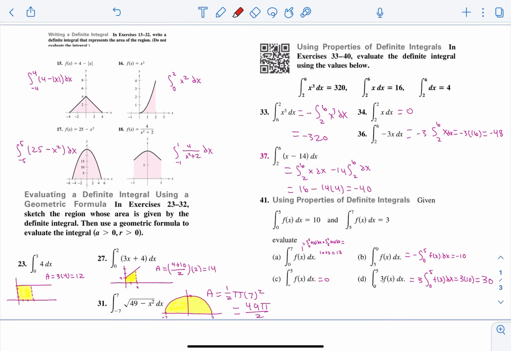So this is the 4.3 number 3 homework solutions. I'm just going to go through a problem in each section. For example, in the first part, for number 15, we're asked to find the definite integral of the graph.